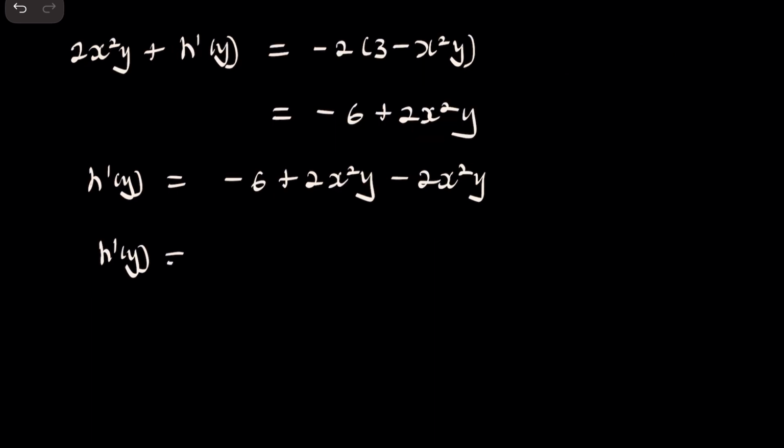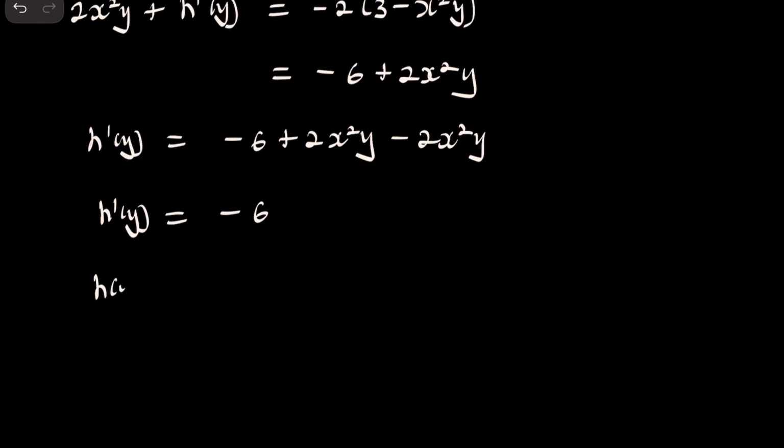Thus, h prime of y is equal to minus 6. Now let's compute h of y. So you're integrating minus 6 with respect to y, so that's going to give us minus 6y plus a constant c. We have a constant because this is a function of one variable.